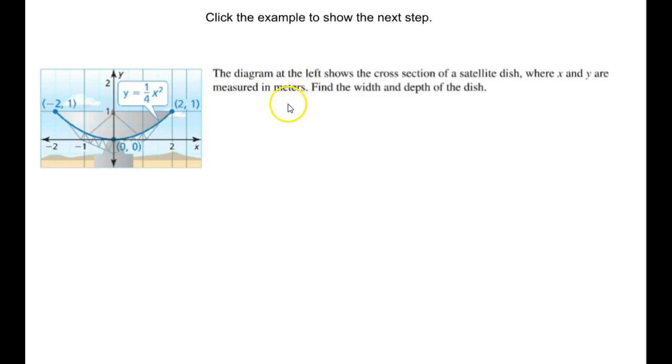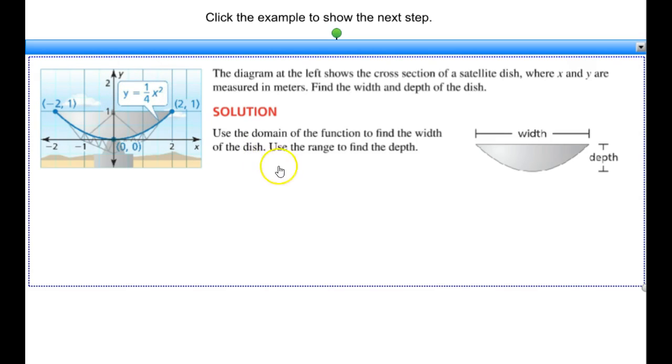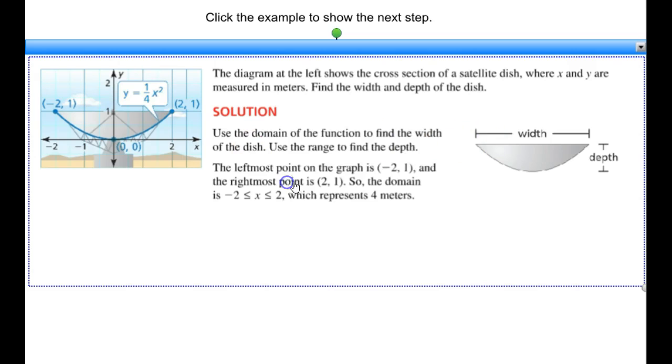So now here's our word problem, our real life problem. The diagram at the left shows a cross section of a satellite dish where x and y are measured in meters. Find the width and depth of the dish. So depth and width. I see that I've got my equation and I've got several points that I'm given. So I want to use the domain of the function to find the width of my dish, and I know that I can use the range to find the depth.